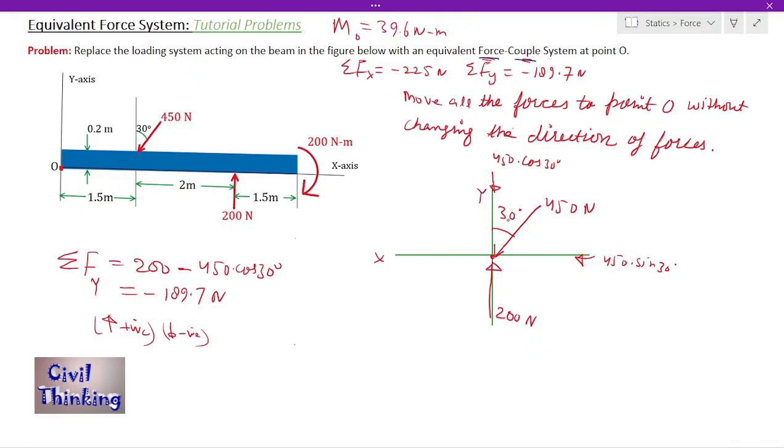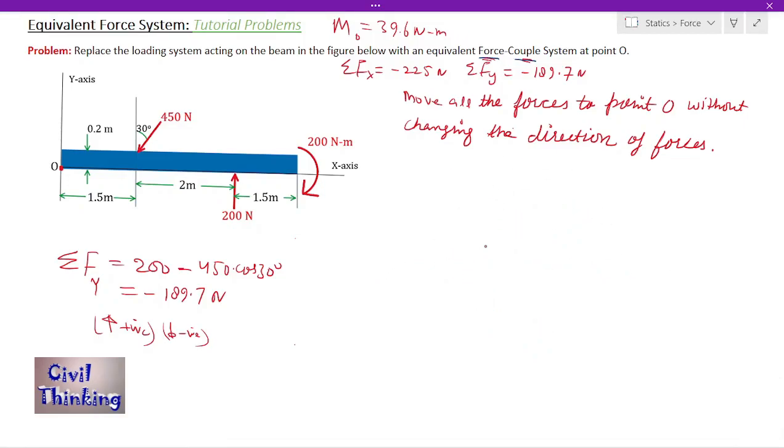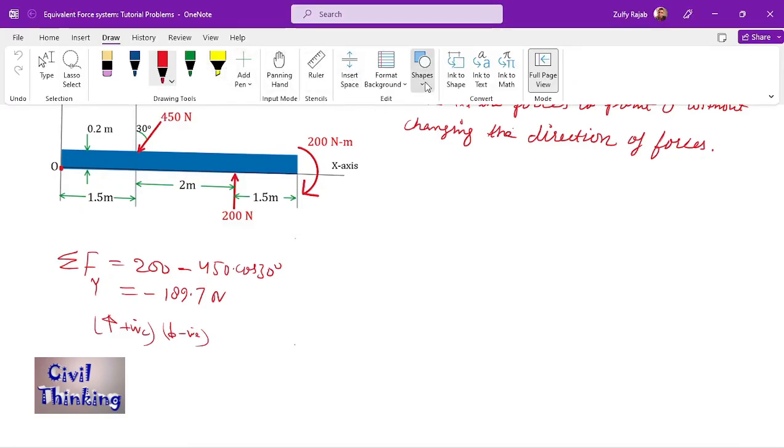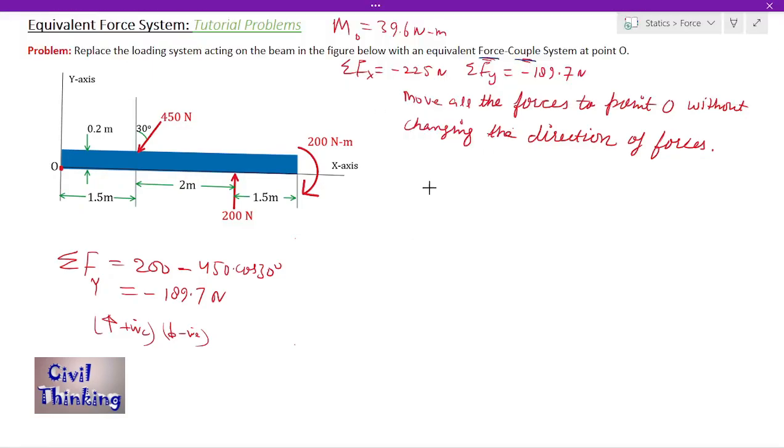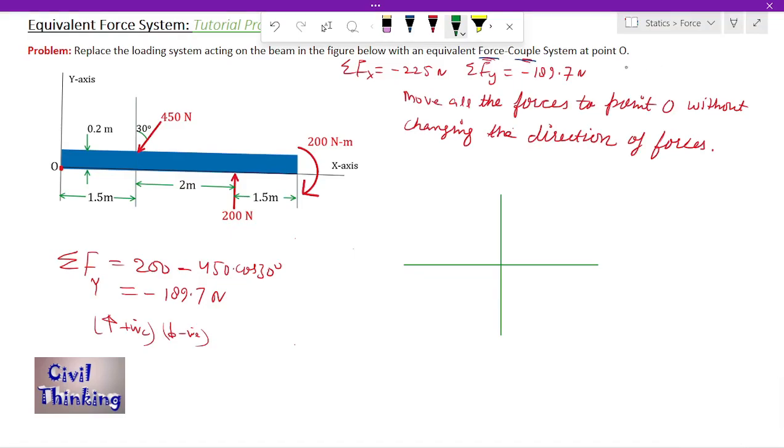Now I can find the resultant. Okay, like this. Let me show it here. Now let us say this is the coordinate axis at point O. Okay, let me change the color. Now this is the point O. Now we have the x component, this is negative 225, and remember this is the x-axis, negative means towards left, so I will draw a force here which is equal to 225 newton, right? I don't have to write the negative again. Negative means towards left, and I have shown that.